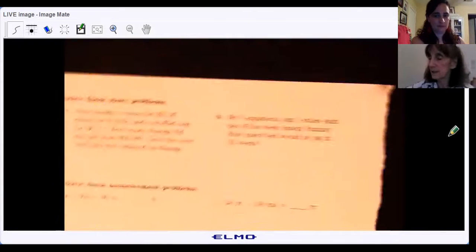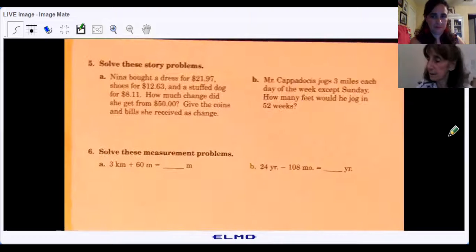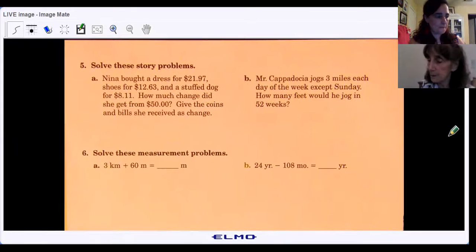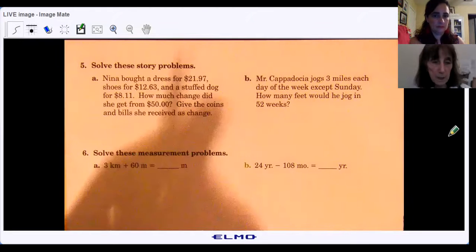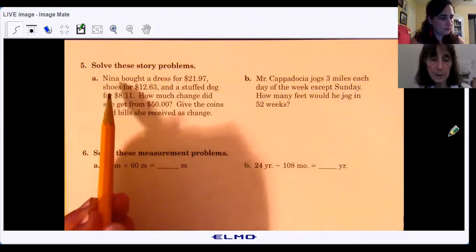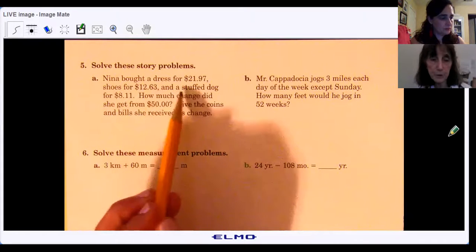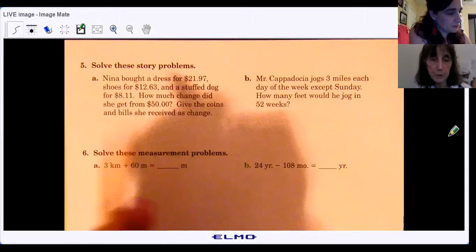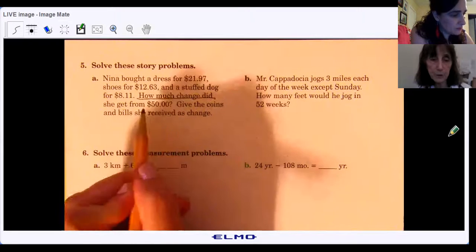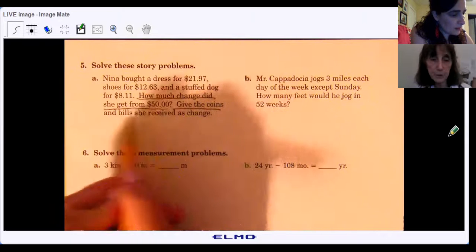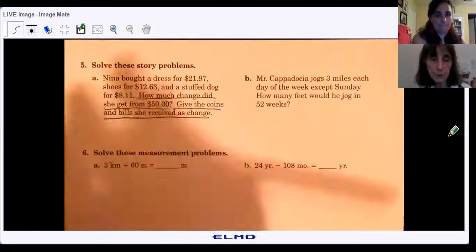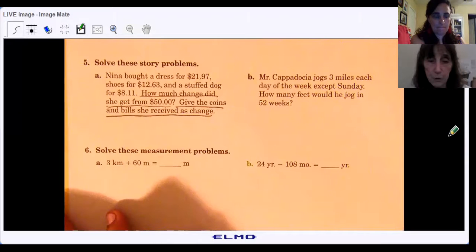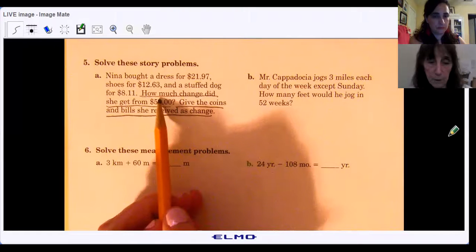Okay. Let's look at the back. We have 2 story problems. And I'll read it. 1, 2. Nina bought a dress for $221.97, shoes for $12.63, and a stuffy for $8.11. How much change did she get from a $50 bill? Okay, it says give the coins and the bills that she received as change. Okay, you have to do several steps there. Don't give me the answer. Give me the coins and the bills that she received. Okay, if you just give me an answer, it's going to be wrong. I want to know coins, dollar bills, and coins.